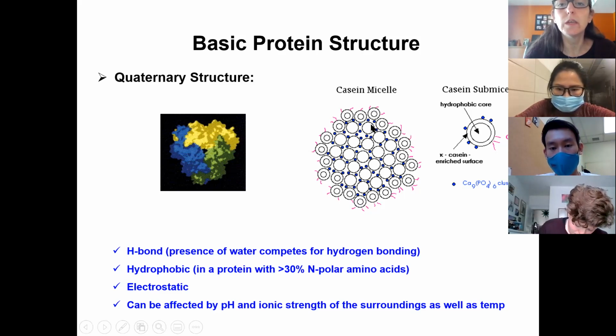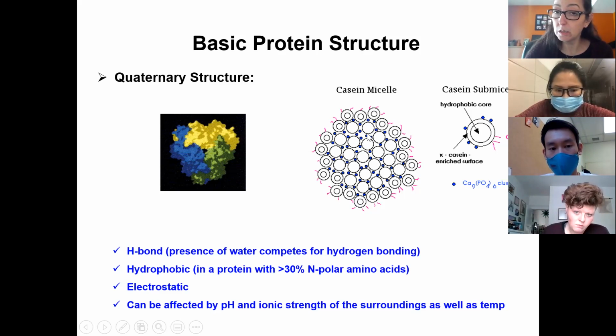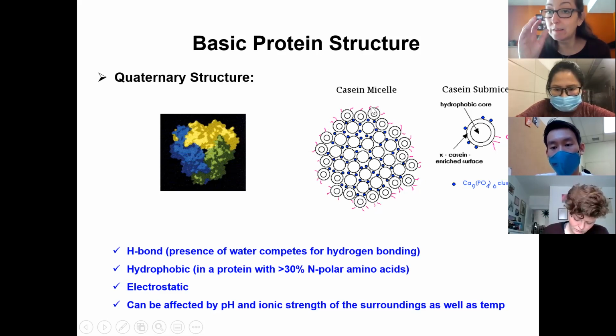They interact via these blue dots here, which are calcium phosphates. So they interact together via calcium phosphate bridges. So you have these electrostatic or ionic interactions. And also they have hydrophobic interactions in the interior that keep them together. And then on the exterior, you have submicelles that have a lot of kappa casein. So the high percentage of kappa casein stabilizes the micelle because it has this glycomacropeptide in it that is glycosylated and gives a negative charge.